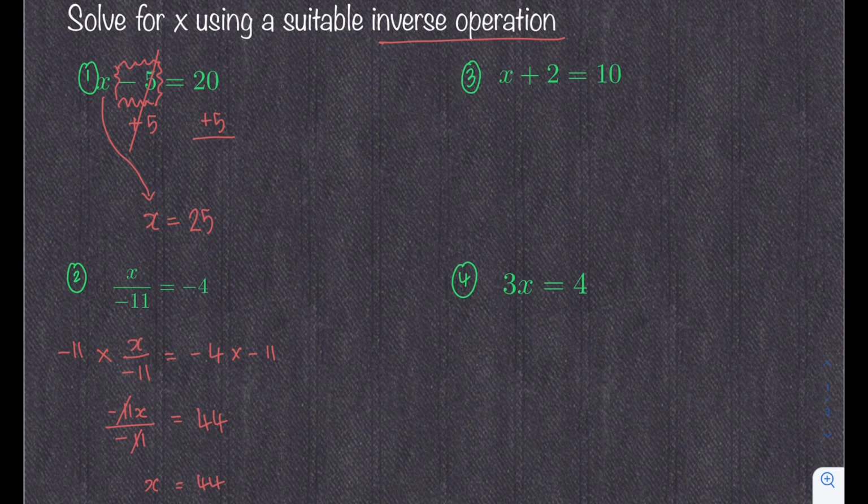Question 3, x plus 2 equals 10. We need to find the inverse of plus 2, and that is minus 2, so we need to minus 2 on both sides. Plus 2 minus 2 gives us 0, so you can cancel, and that leaves us with x on the left-hand side equaling 8.